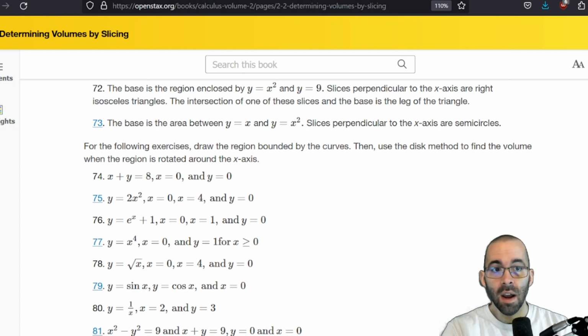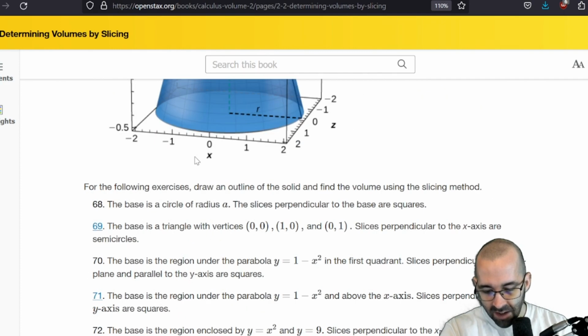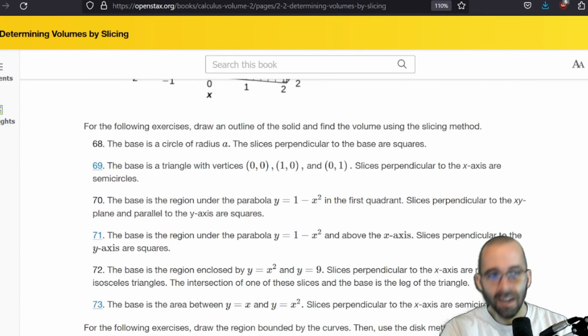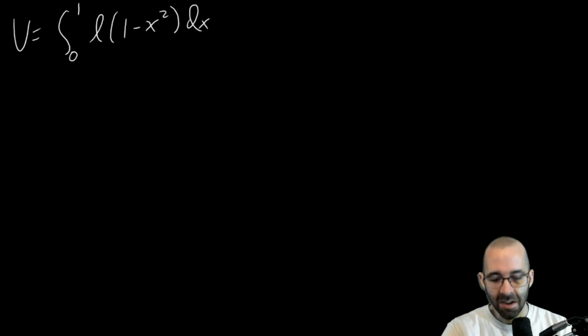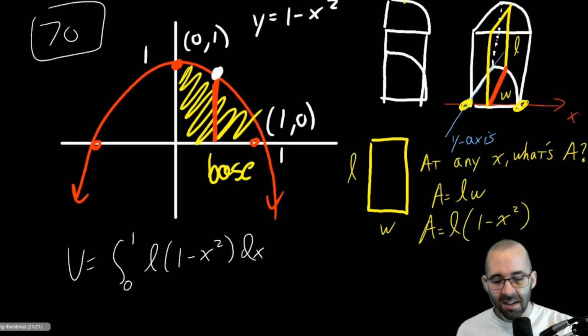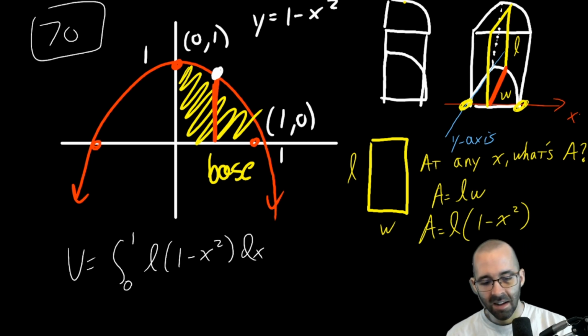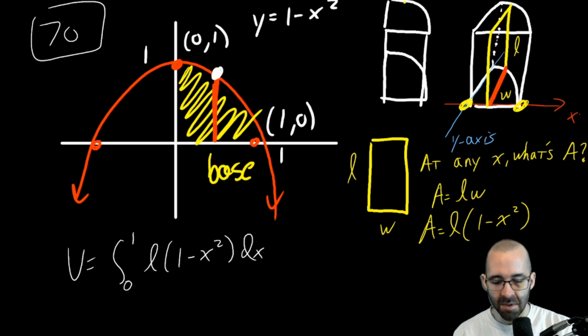Oh, they're squares. Not rectangles, they're squares. Oh, I got it. So I drew my picture wrong. We know exactly what L is. This is a square, so L is the same as W. I got it. Good thing I checked.